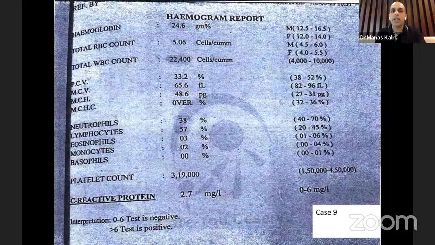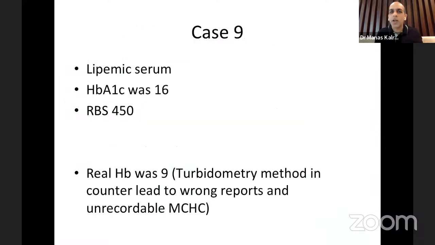So in this particular patient, your hemoglobin is wrong, your MCHC is wrong, and all the other parameters are normal. When we saw this patient, the serum was lipemic, the HbA1c was 16, and the RBS was very high. So this child had a lot of metabolic syndrome-like problems. The turbidometry method led to a wrong report and an unrecordable MCHC, whereas the real hemoglobin was 7. In such cases, you have to remove the plasma, mix it with an equal volume of saline, and you'll get the correct value. So CBC can be misleading, but if you interpret it properly, you'll make a correct diagnosis.